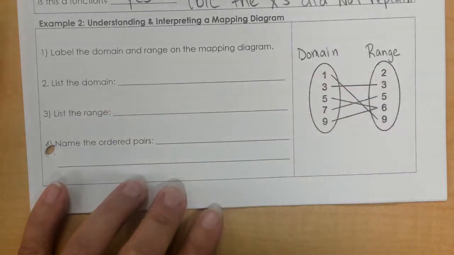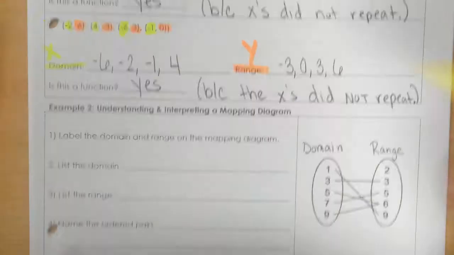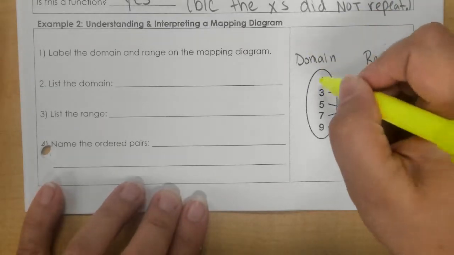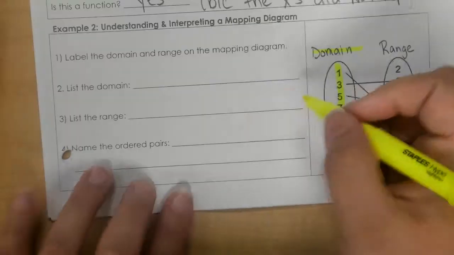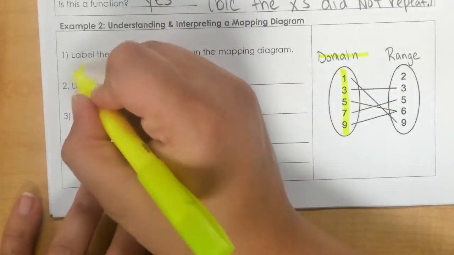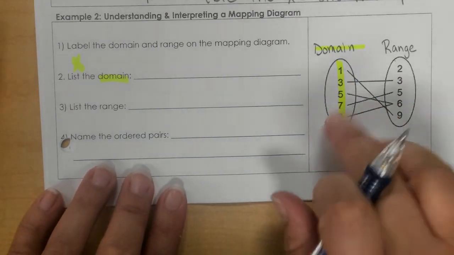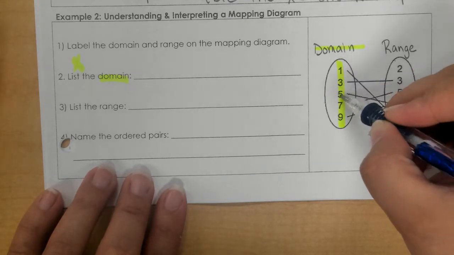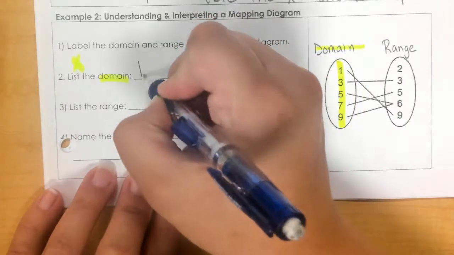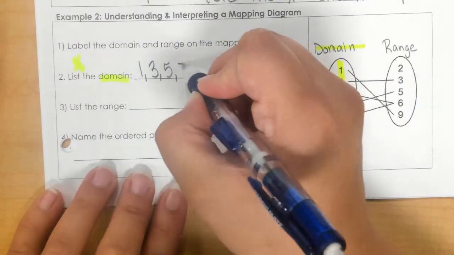Two, you want to list your domain. And so we were using yellow for domain earlier, up here. Okay, so these are my domain. And those are your x's. So in order from least to greatest, they're already written in order, which is a characteristic you should see in a mapping diagram. They should be listed in order, least to greatest. And I use commas to separate the numbers, since it's a list of numbers.